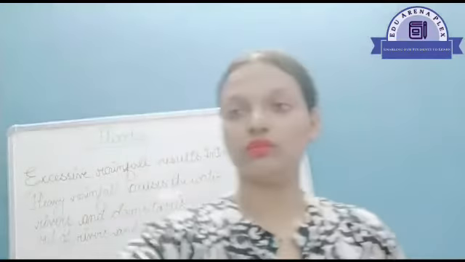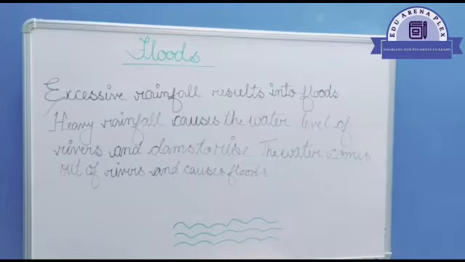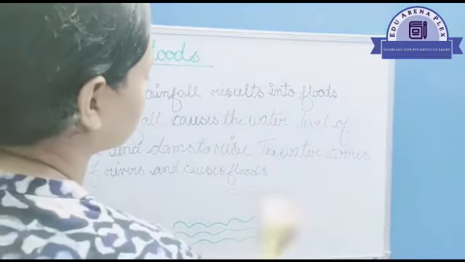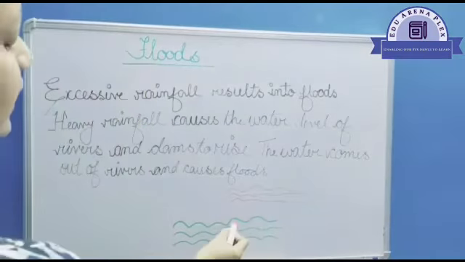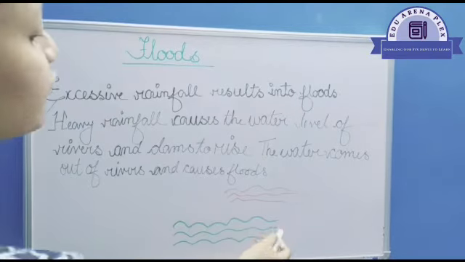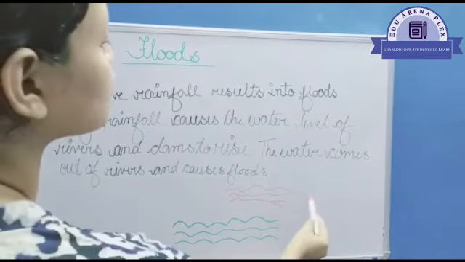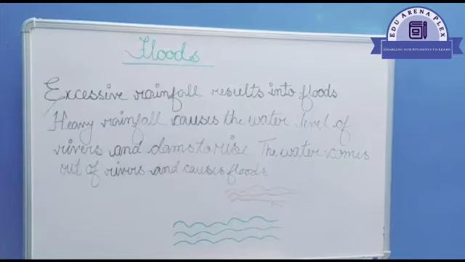Okay, so I'll show you. I hope you can see what happens. The water comes out of the rivers and it causes flood when the water level rises. For example, if this is the level of the river, and after excessive rainfall, the level will rise. If this is the original level, and after excessive rainfall the level of the water rises, then the water will come out and cause flood.